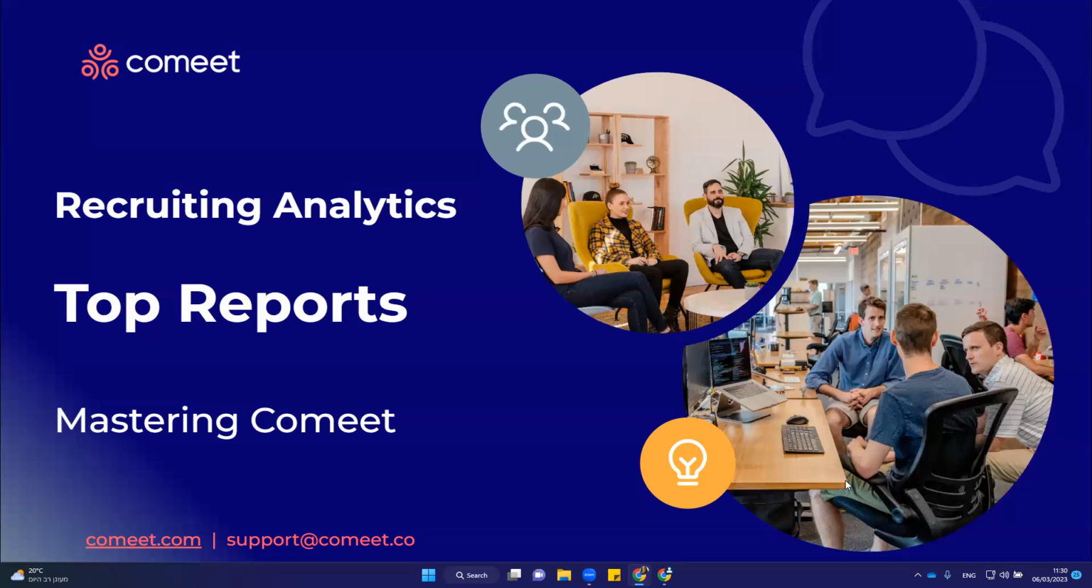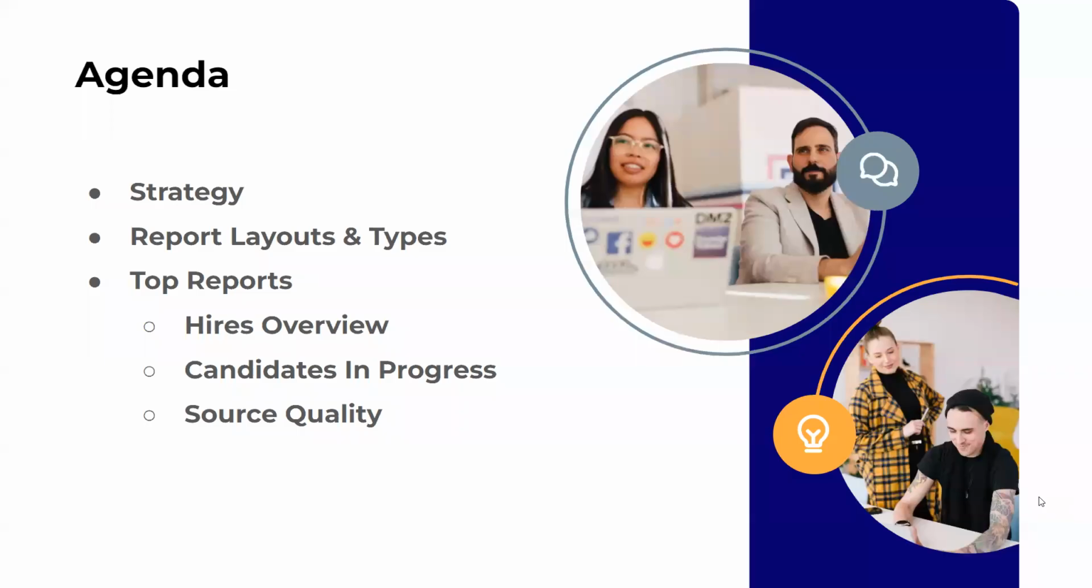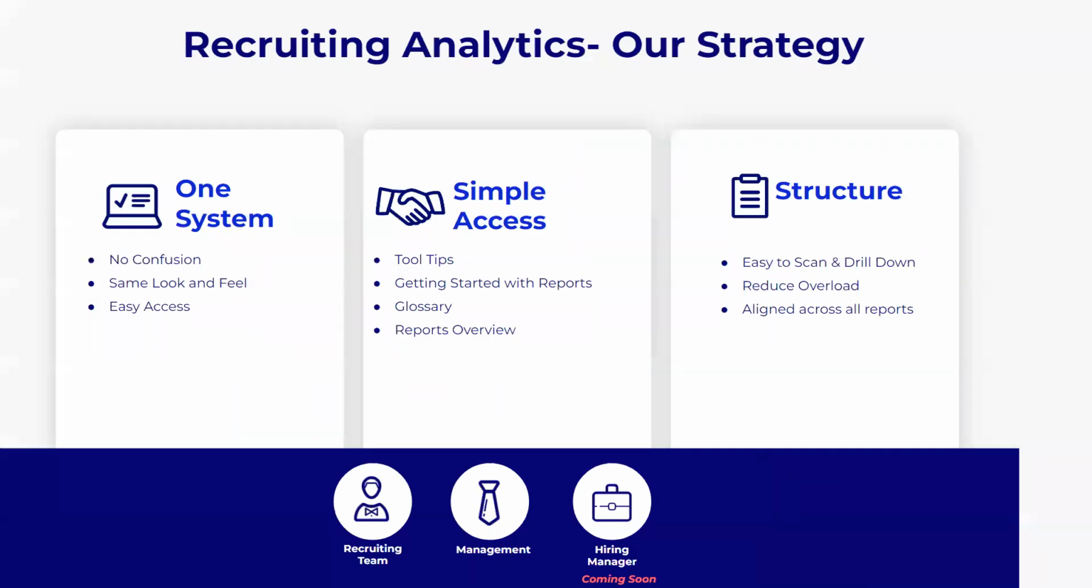Today, we're going to start by briefly talking about the strategy behind these new reports and the basic layout and structure, and then we'll take you through some top reports to use in addition to our highlights report and the activity and funnel report, which we covered in our previous training videos. So let's get started. Today's agenda: we'll talk about the strategy and the report layouts and types, and the top reports that we'll be covering today are the hires overview, candidates in progress, and the source quality.